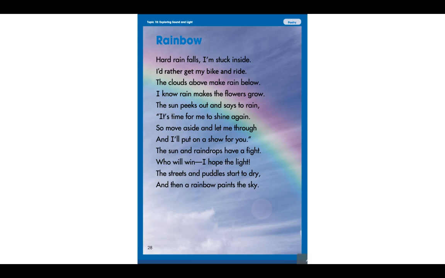So now that I read our poem, I want to ask you guys a few questions. Thinking about our unit, is this a poem about light or sound? And what are some words that show this?